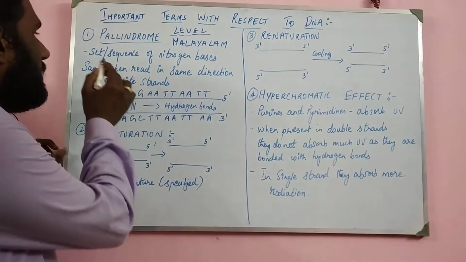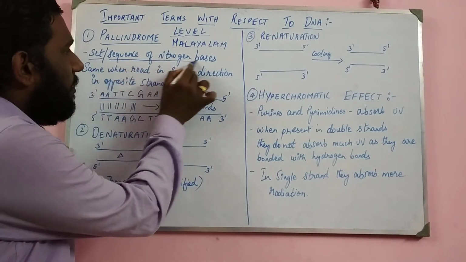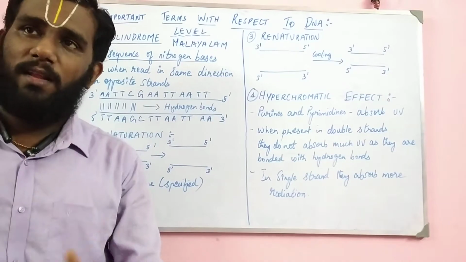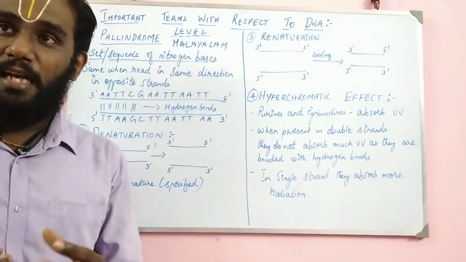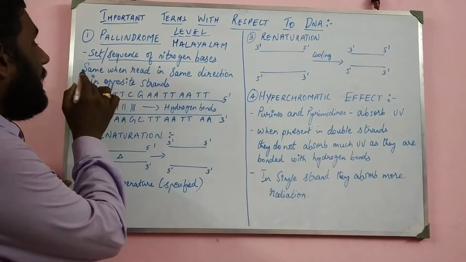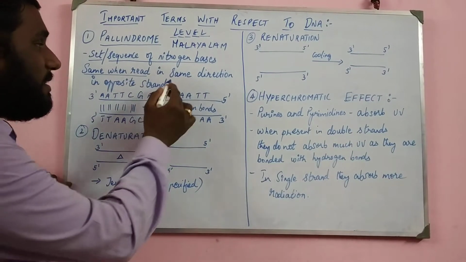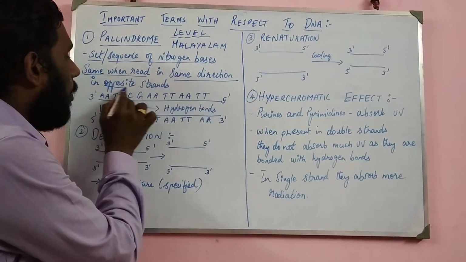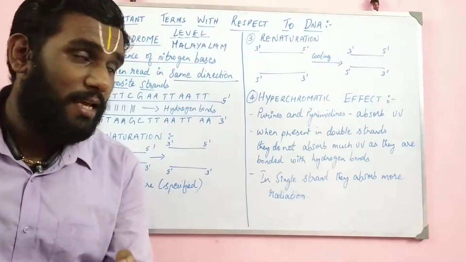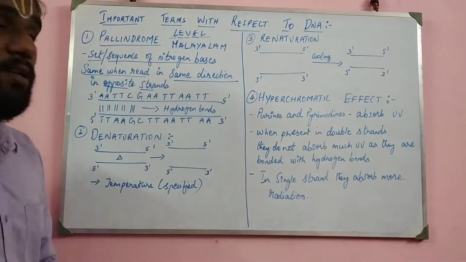So, it is a set or a sequence of nitrogen bases. Nitrogenous bases include adenine, guanine, thymine, cytosine. It is a set or a sequence of nitrogen bases which will be reading the same in the same direction of opposite strands. That is very important. It will be reading the same in the same direction of opposite strands.